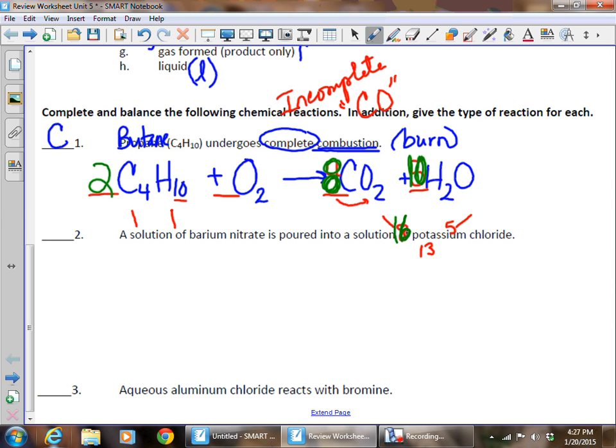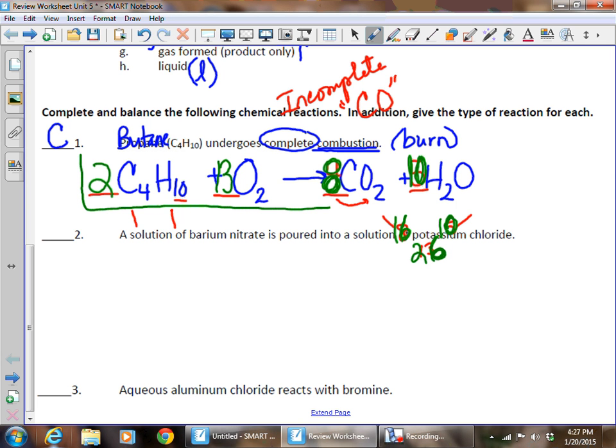Double this 8 to a 16, the 5 to a 10. This is going to become 26. And now if I've got 26 oxygens on the right, how many do I have to put on the left? Well, since I've got 2 here, I need to put 13 in front because 13 times 2 is 26.